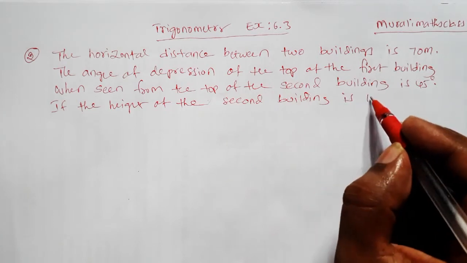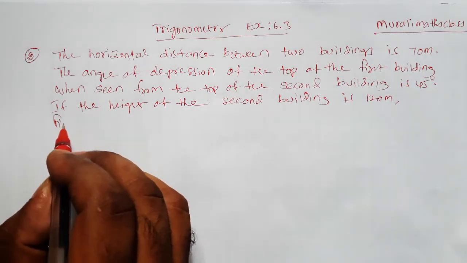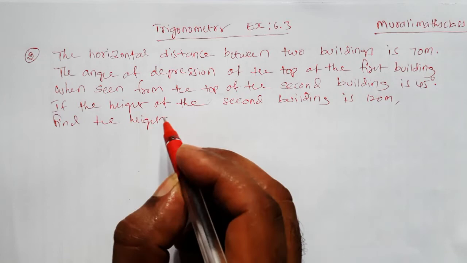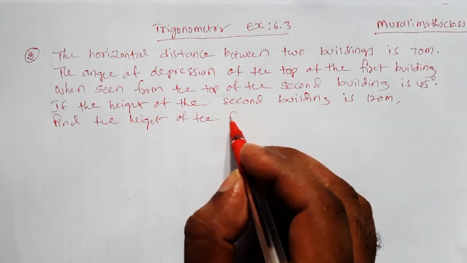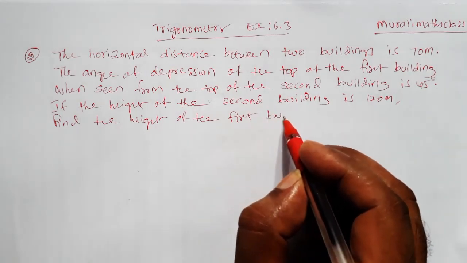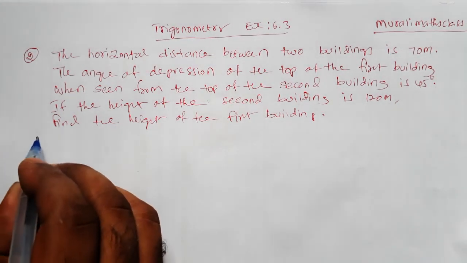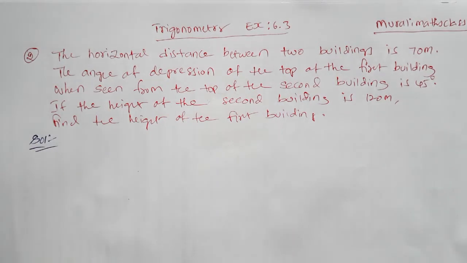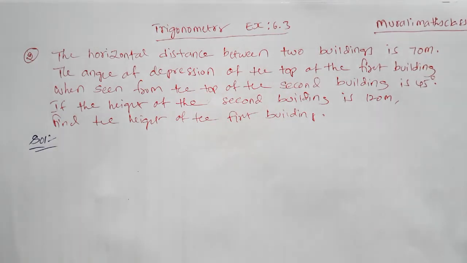is 120 meters, find the height of the first building. So this is the problem they gave. So what we have to do now? Based on this, we have to draw a diagram for this.